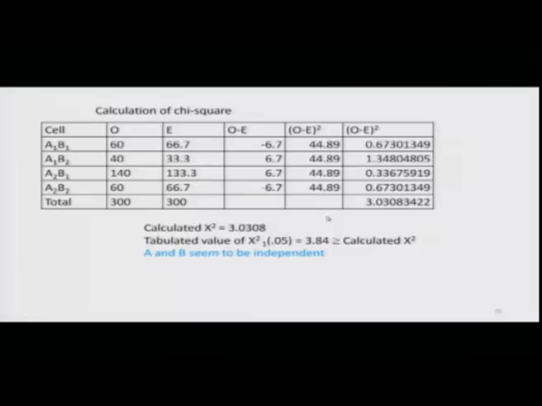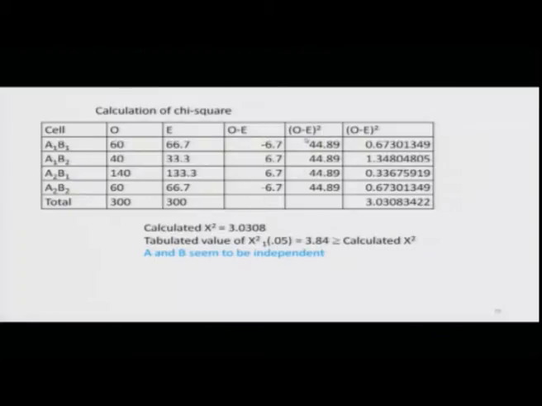Then we calculate chi-square. There are 4 cells: A1 B1, A1 B2, A2 B1, A2 B2. These are observed frequencies, these are expected frequencies. The difference is this, a square of differences is this. See that if you simply observe O minus E, suppose you add O minus E, you will always get 0. That is why chi-square is designed that way, that we square O minus E. There will be some negative differences, some positive differences, and addition of all the differences will give you 0.